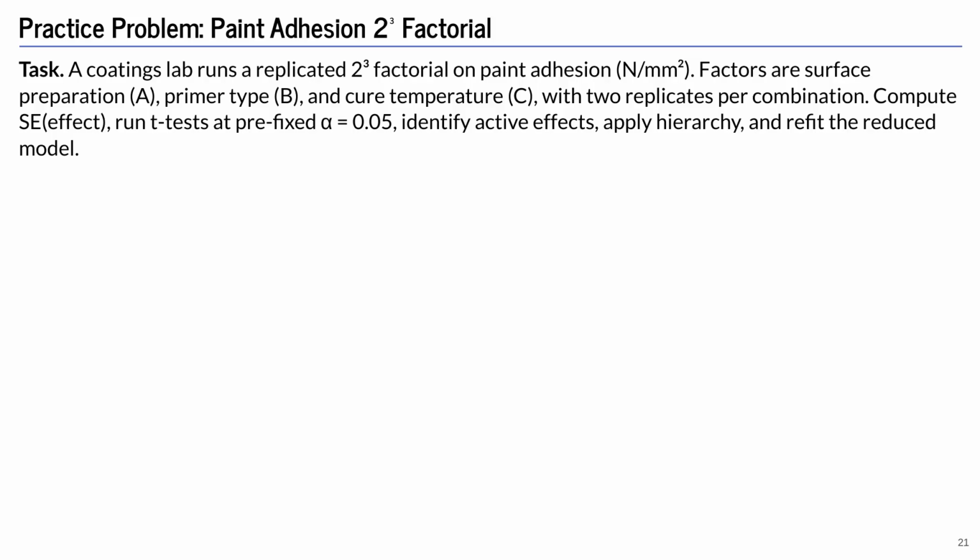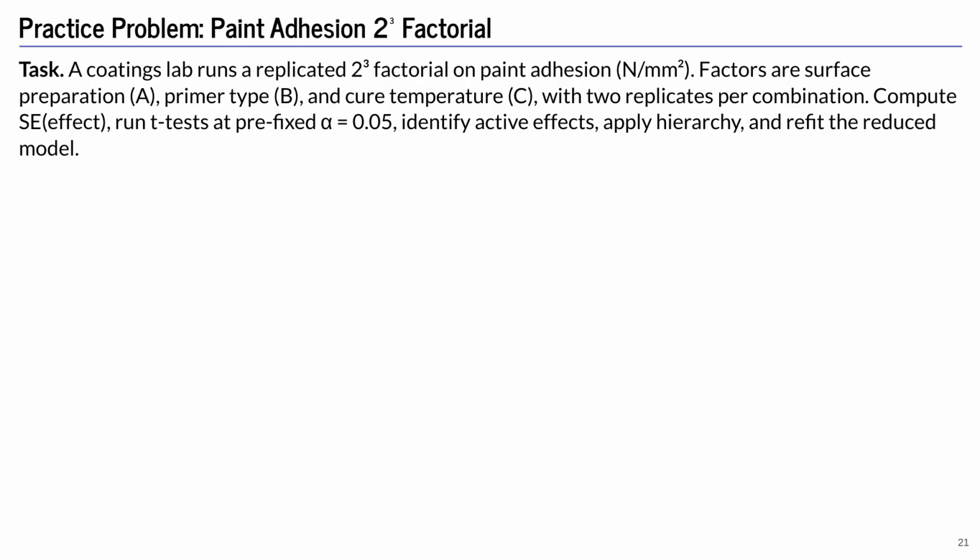Now it is your turn to work through the same sequence on a new dataset. A coatings laboratory runs a replicated 2 to the 3 factorial on paint adhesion measured in newtons per square millimeter. The three factors are surface preparation, factor A, primer type, factor B, and cure temperature, factor C. As before, each factor is coded to -1 and +1, and the experiment is replicated twice, giving 16 observations.